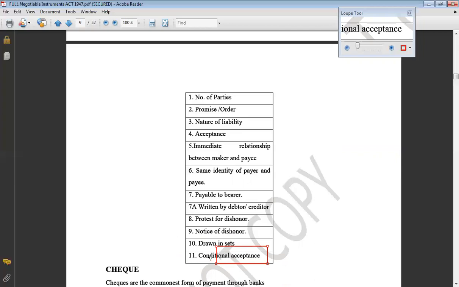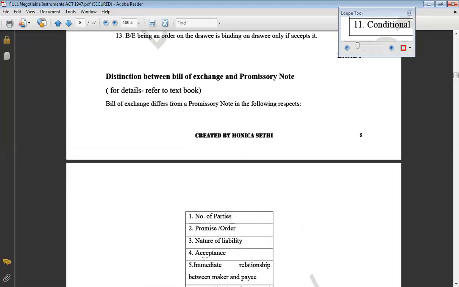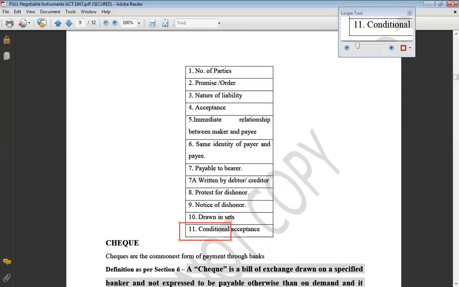Conditional acceptance. First of all, both the promissory note and the bill of exchange have to be an unconditional promise or unconditional order. But the bill of exchange can be accepted conditionally. The acceptance done by the drawee may be a conditional acceptance. It cannot be drawn conditionally, but it can be accepted conditionally, which is not so in case of the promissory note, because there is no acceptance in case of promissory notes. So this difference is very important. You may get such questions in your 5 marks short note questions.